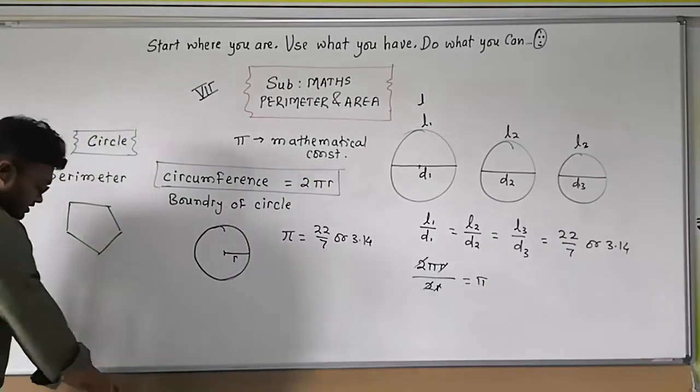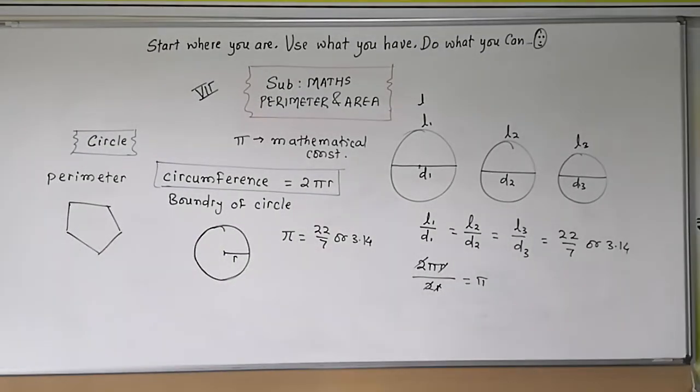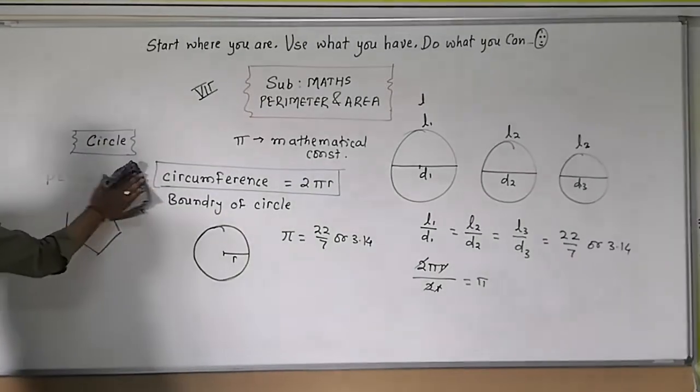Polygons have perimeter and circumference is for circles. Okay. Let us move on to the area of a circle.